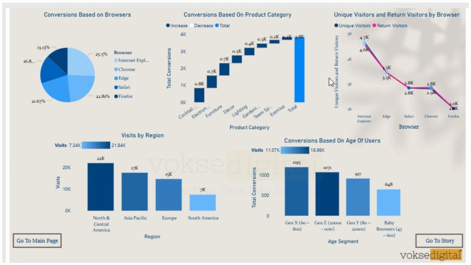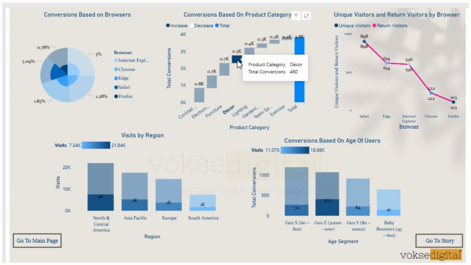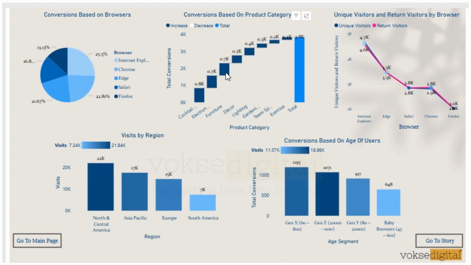The real power of this dashboard lies in its interactivity. By exploring other visuals on this dashboard, such as the age segment analysis or region-based visits, you can gain a comprehensive view of how various demographics and regions interact with different product categories, all in real time. By combining these insights, you can make data-driven decisions to tailor your marketing and inventory strategies more effectively.